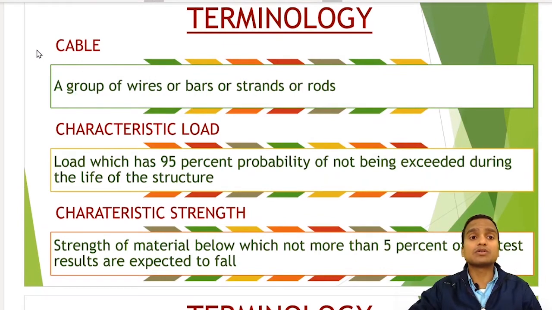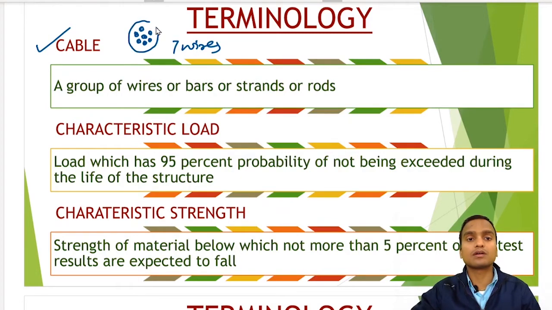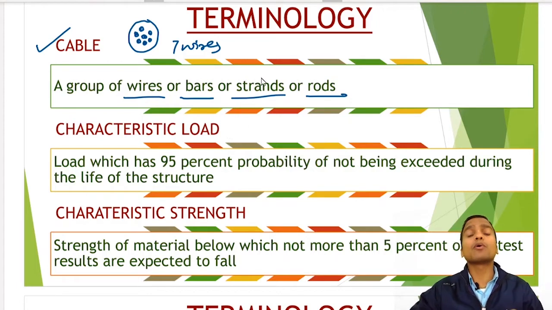Now cable is a group of wires or bars or strands or rods. So cable is just like the electric wire cables you have seen, and it has different numbers of wires arranged in a fashion like this. Here I have shown you 7 wires in one cable only. And a cable can be not just a group of wires or strands, it can also be a group of bars or rods. So this cable can also be used in place of tendons.